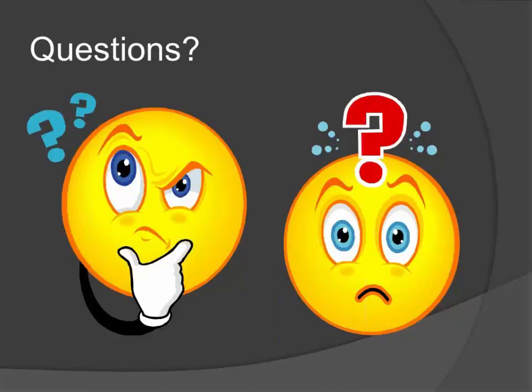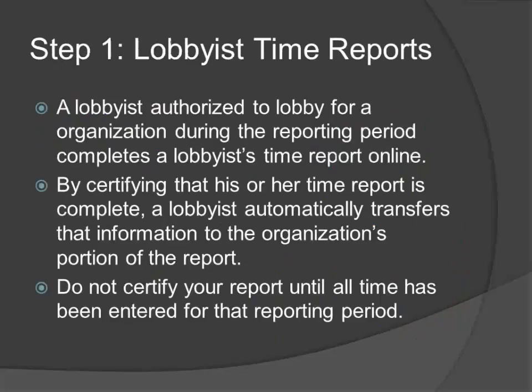The first step in completing your SLAE is the completion of all lobbyist time reports. Each lobbyist authorized by the principal during a reporting period must complete their time report online, indicating the hours spent communicating and indicating the hours spent on other lobbying activities for each day in the reporting period.